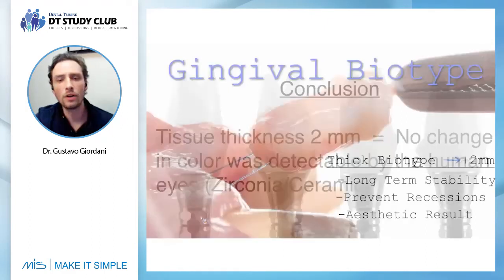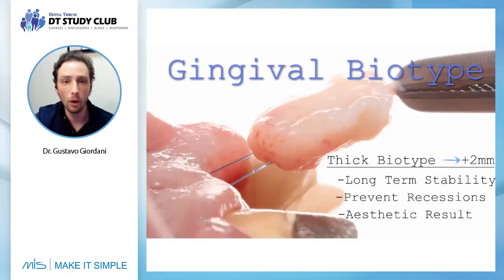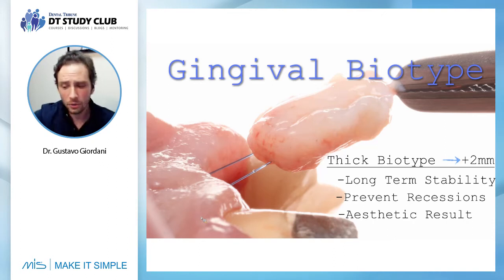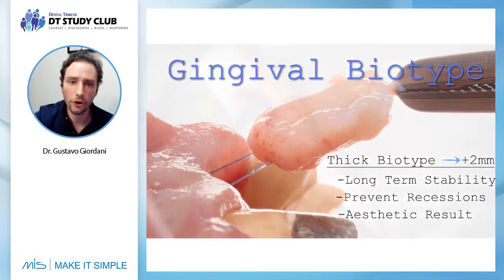So in order to have long-term stability of the bone and the soft tissue, prevent recession, and guarantee the aesthetic result, we need a tissue with more than 2 millimeter thickness. That's why it's very important to use connective tissue graft, so we can create stability. The biomaterial will be there to create the rigid support for the soft tissue, and the thickness of the soft tissue with more than 2 millimeter will guarantee stability and aesthetics for your case.